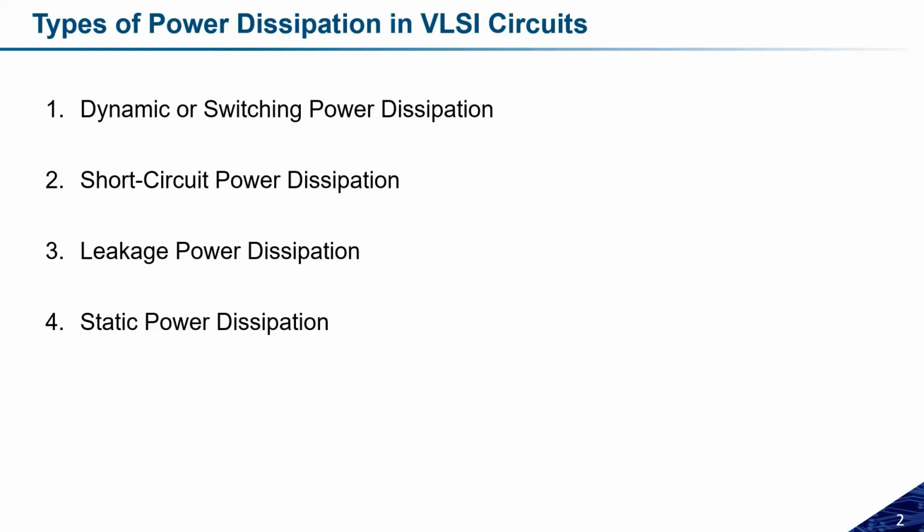But if the input is equal to 1, let me draw the circuit. Suppose I have something like this. This is the V input, this is the output. And similarly, suppose I have an inverter, something like this. So in this case, what will happen?